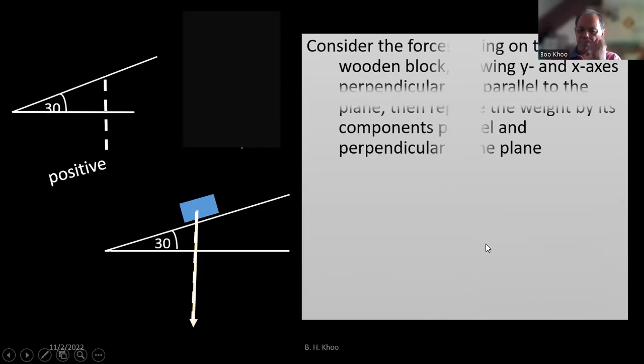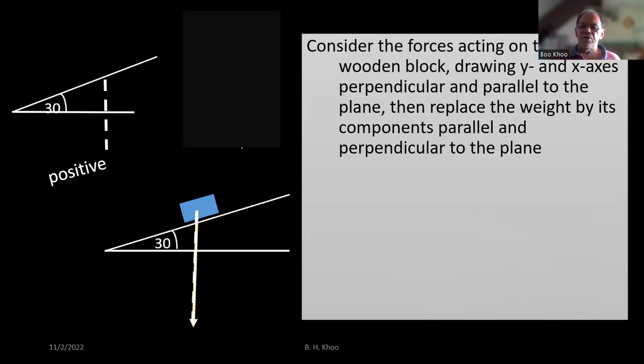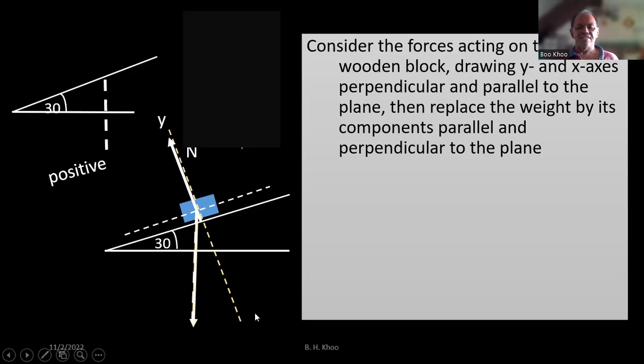Consider forces acting on a wooden block. Draw the y and x axes, perpendicular and parallel to the plane. The motion is going to be up or down the plane, not perpendicular to the surface. That's why we choose our axes, x here and y here, perpendicular to the plane. So there's your normal, your y-axis, and your x-axis. Then we can complete our rectangle to resolve this weight into components parallel and perpendicular to the plane.